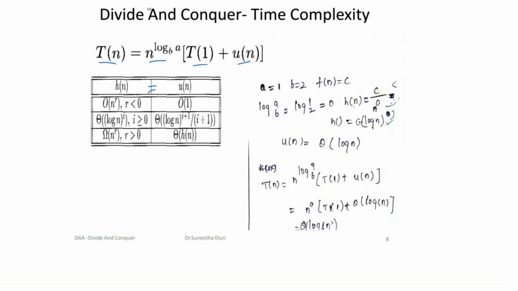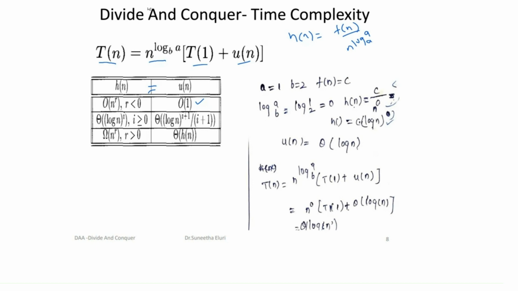If h of n is order of n power r, where r is less than 0, then my u of n is equal to 1. Because h of n is nothing but, as we have already got, f of n divided by n power log a to the base b. Similarly, whenever my h of n is equal to log n to the power i, where i is greater than or equal to 0, then I will write u of n as log n to the power i plus 1 divided by i plus 1.